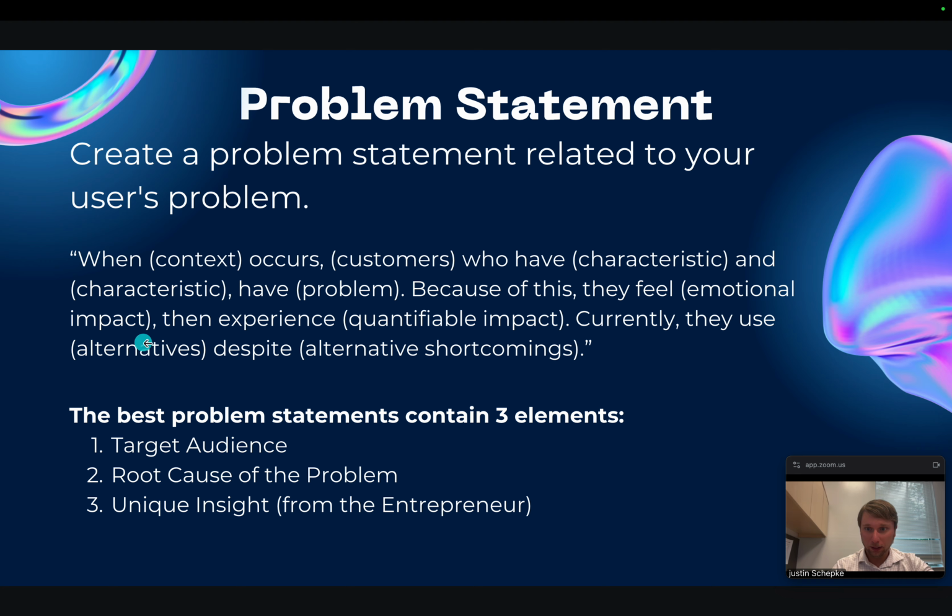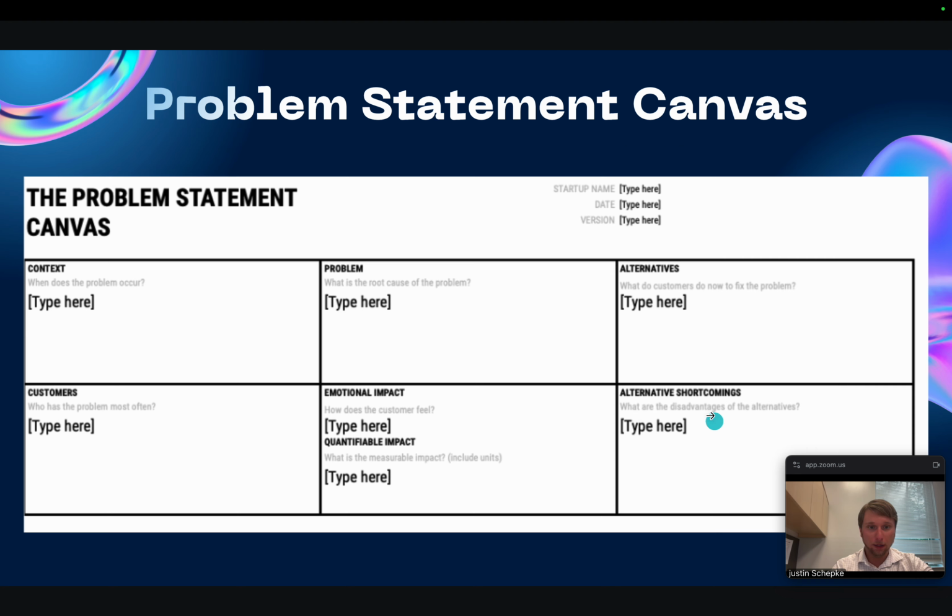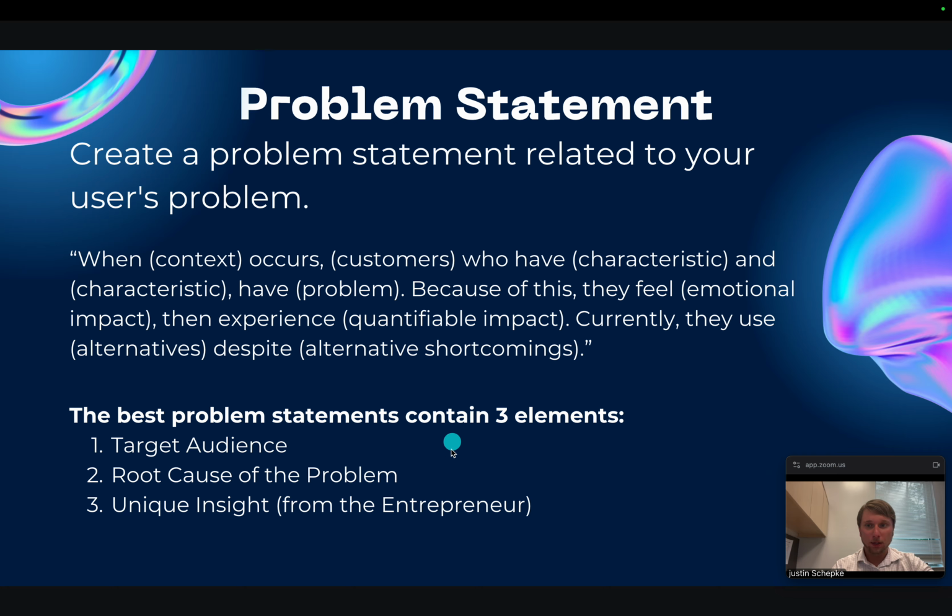Alternatives: currently they use blank alternatives despite alternative shortcomings. So you can see how these two things are connected, this problem statement canvas and this problem statement template. Use those two hand in hand to do the assignment this week.